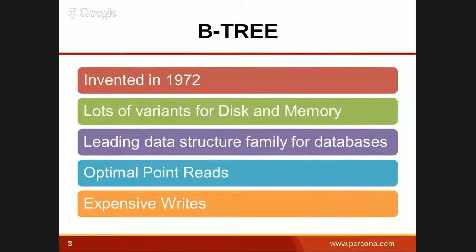That is essentially the leading data structure for the majority of databases: Oracle, MySQL, Postgres, SQLite. These all use B-trees. B-trees have pretty good point reads. If you read a single row, a single value, it's pretty optimal, but they're also pretty expensive in writes, and we'll look into more detail how that works.